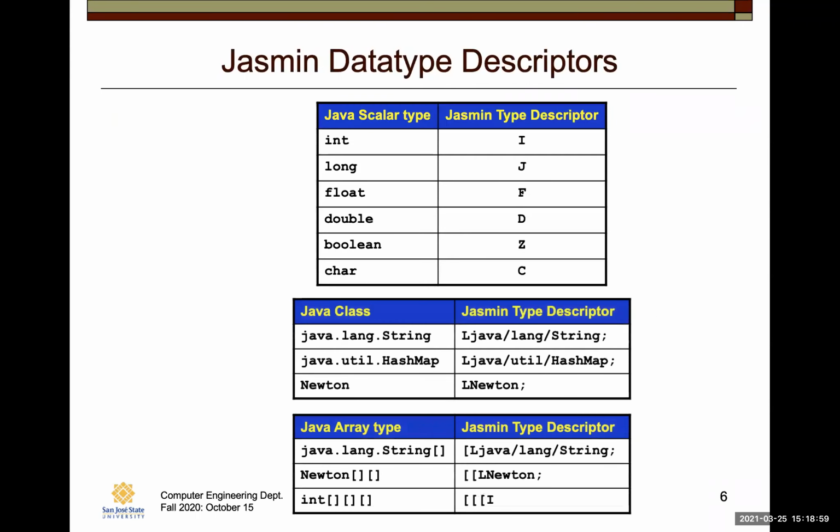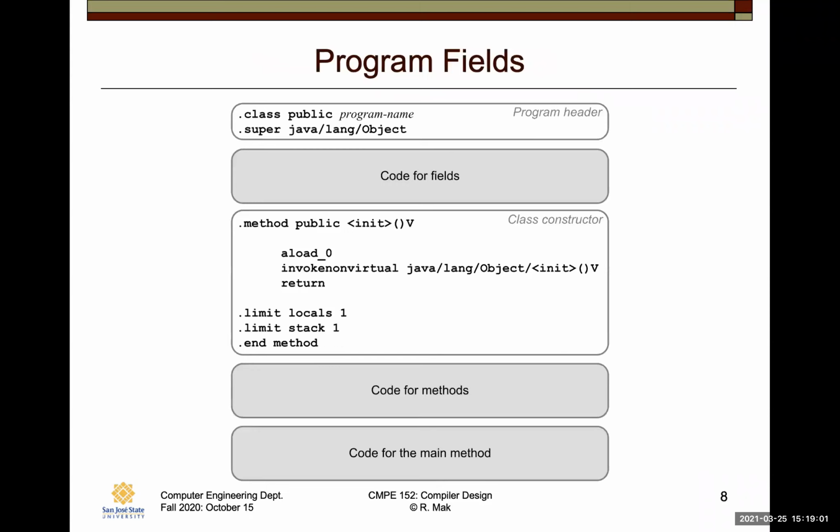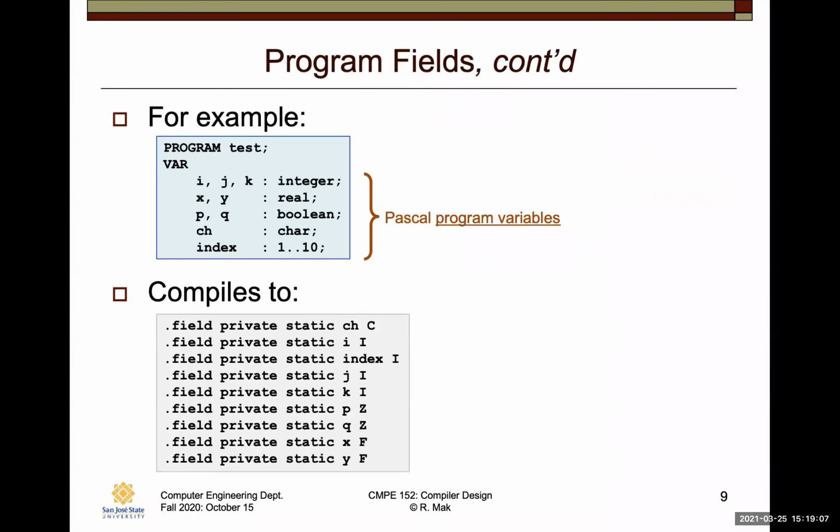Okay, let me get to there. We're going to look at what goes on inside here. And so here's a Pascal program, and you can see there's a bunch of variables with various data types, and these are program variables. They're globals. And so they get compiled to here.